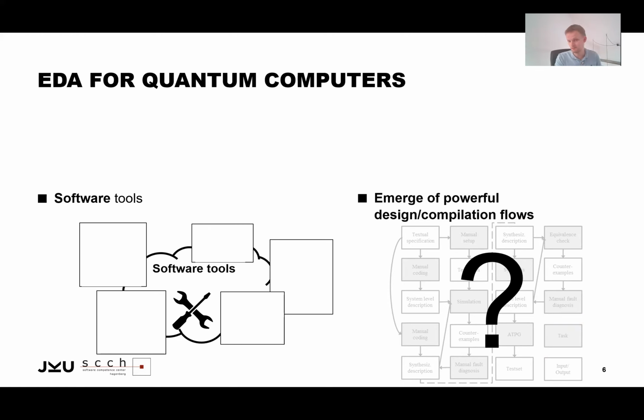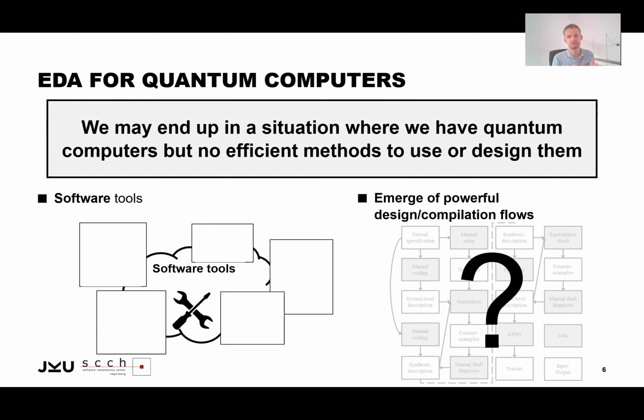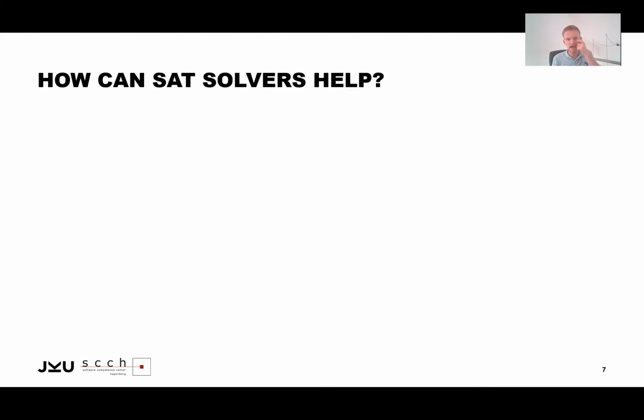And if we stay with that, then we may end up in a situation where quantum computers get more and more powerful, while the corresponding software and design methods cannot keep up with this development. So we may have very powerful quantum computers, but no efficient methods to use or to design them. And here SAT solvers obviously can be a major part in solving this problem, because as we have seen in the conventional realm, SAT solvers have been used to tackle very complex design tasks. We now maybe can do that in the quantum realm as well.